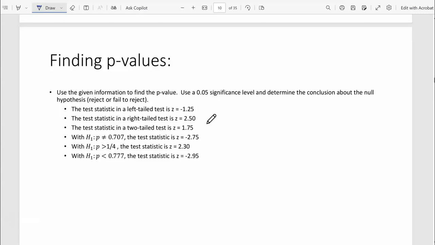So let's look at finding p-values next. We're going to use a 0.05 significance level in all of these, and then we're going to determine what we're going to do about the null hypothesis, whether we're going to reject or fail to reject. So let's look at that first one. The test statistic is a left tail test and is negative 1.25. So let's draw a picture of what's going on. Left tail test. Here's my negative 1.25. I'm going to find the probability that z is less than negative 1.25. That's my p-value.